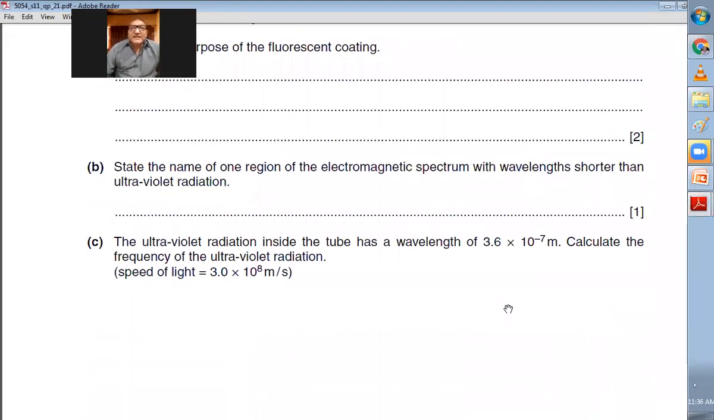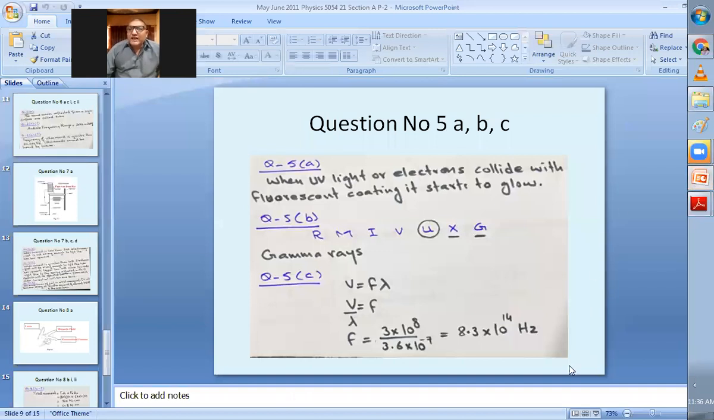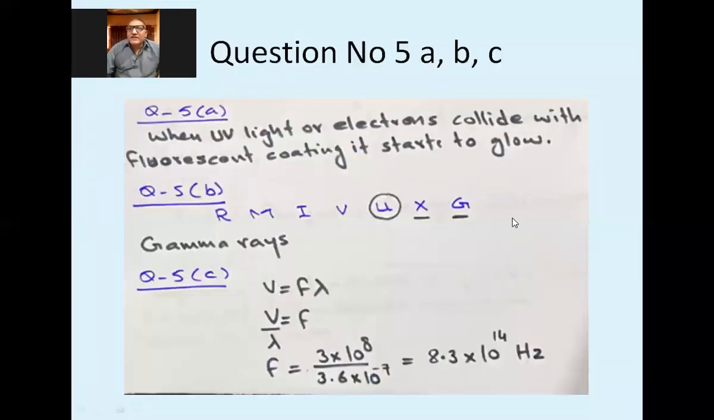B part, it says: state the name of one region of the electromagnetic spectrum with wavelengths shorter than ultraviolet radiation. Let me show you my answer. Here I have written them.